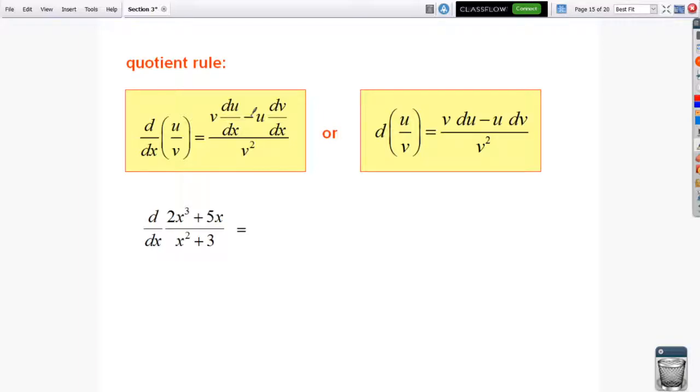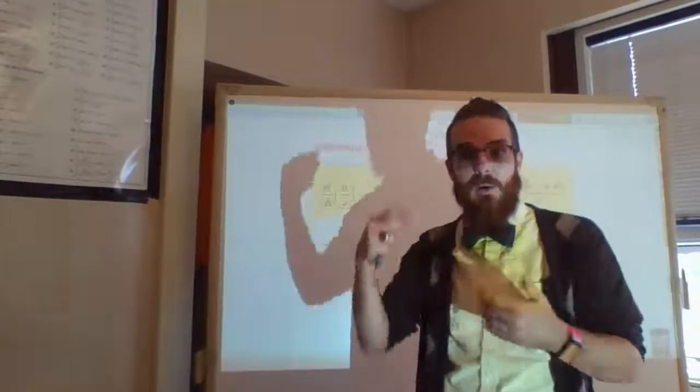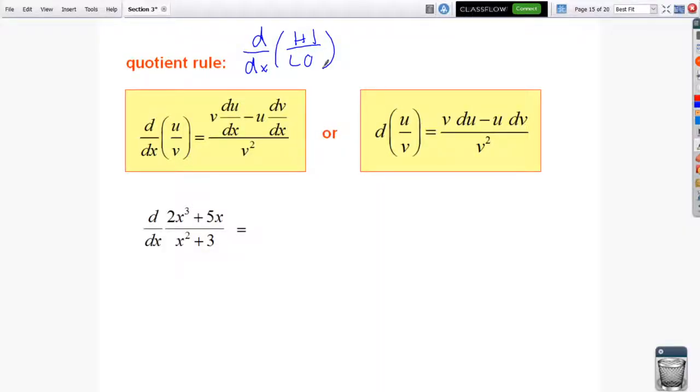So what I look at here is I look at this as the derivative of the high over the low. Okay, so this is not official math terms, but the high is the higher up one, the low is the lower down one. Right? So the rhyme or sing-songy thing that I remember for this one is, it is low d high minus high d low over low low.